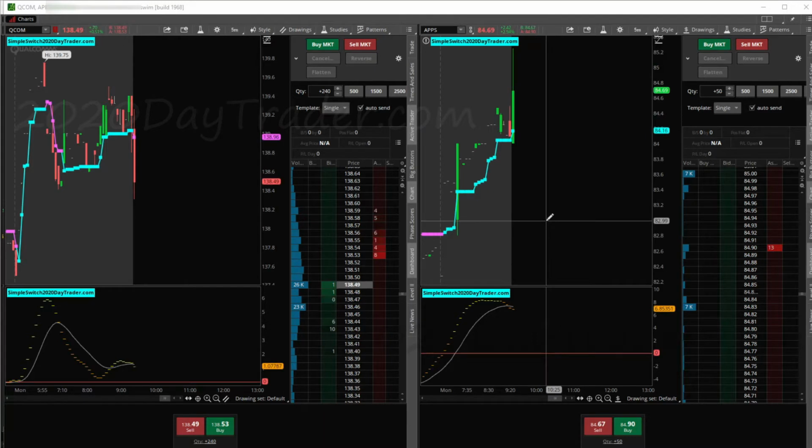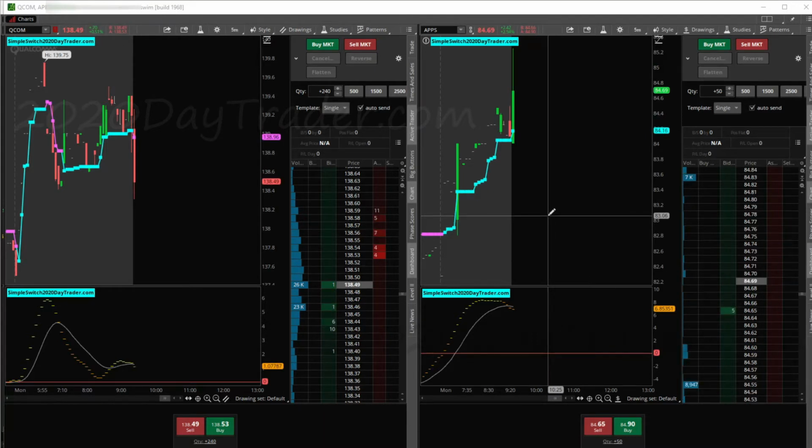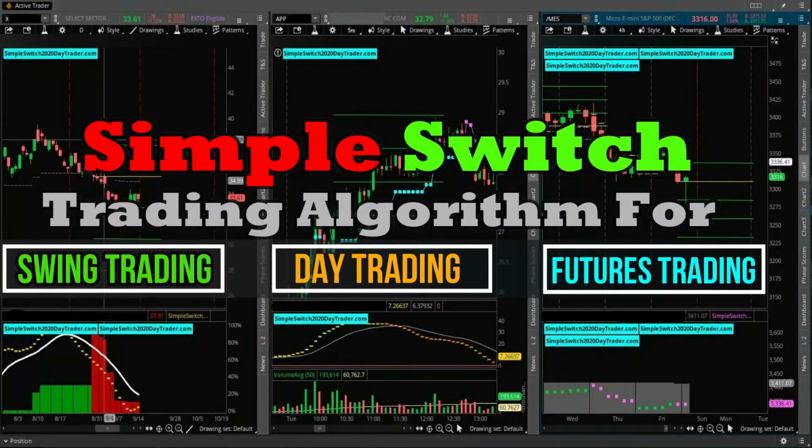I trade based off of my algorithm, the simple switch algorithm, and it's got different settings. Same algo, but different settings for futures market, for equities market, and different types of trading. It's got different settings for it. So I'll be trading off that.